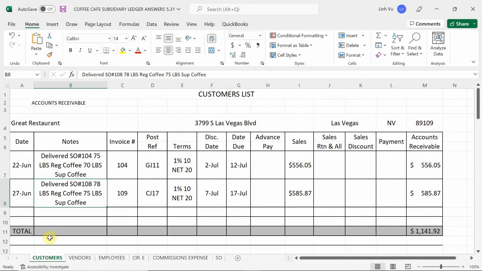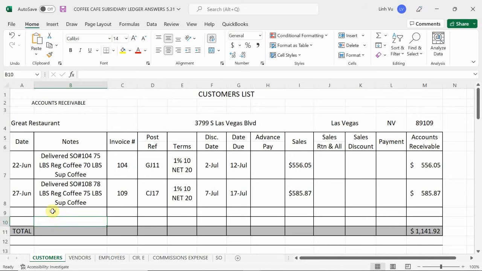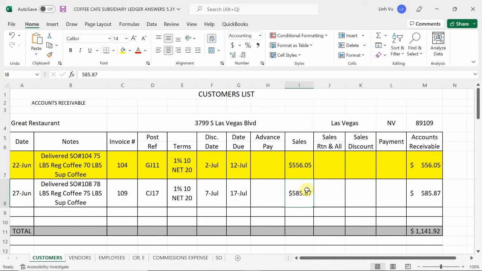So customers. This is Great Restaurant, and they're paying for invoice number 104. So this one right here, they're going to be paying this one. So how much do they owe me? 556.05. Good.